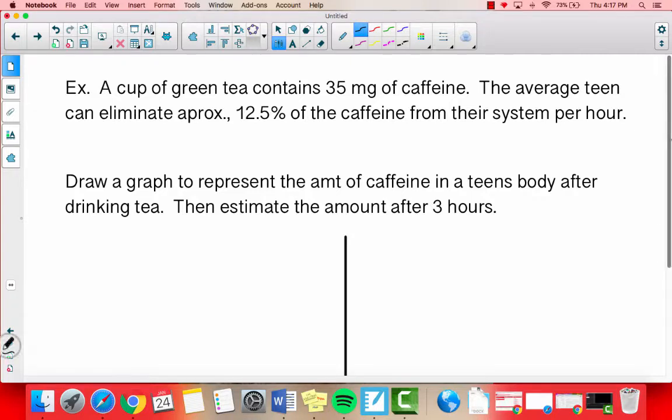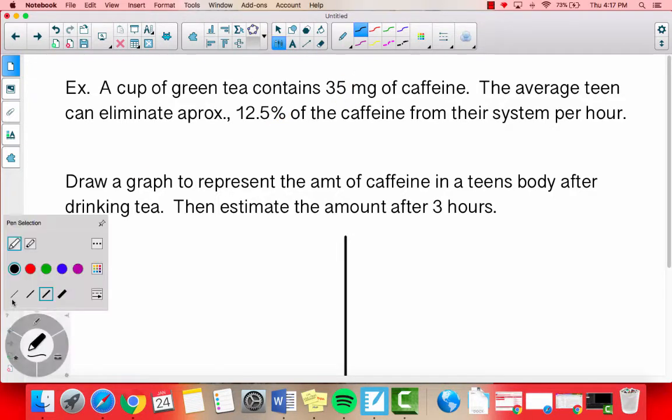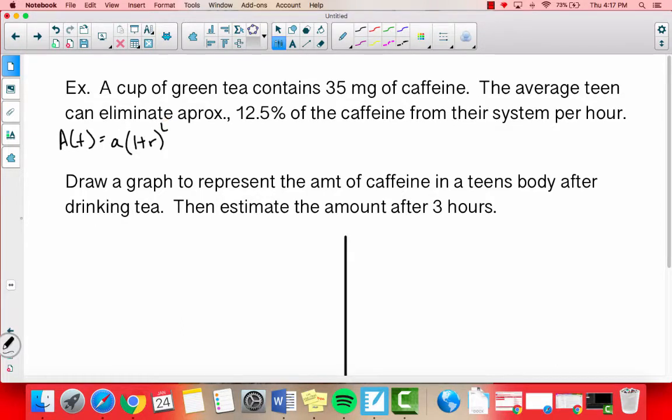The formula we use, because we've been talking about percents and amounts, is going to be the formula from the last video. So we'd have the amount is going to be our initial amount times 1 plus our rate to the t power. And so all I have to do is plug in my information. So I know my initial amount was 35, so that's our little a. So we'll write A of t equals 35.